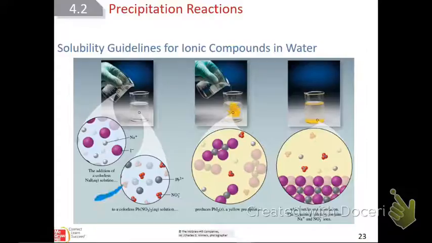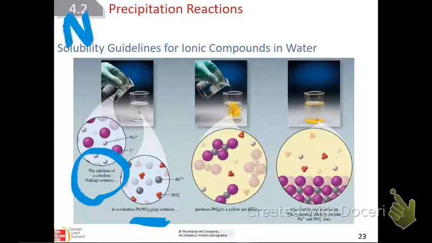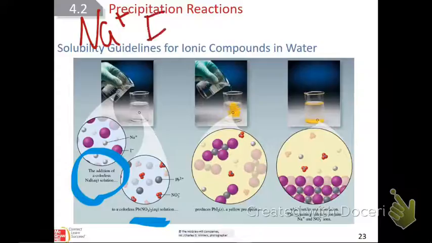Here we have aqueous sodium iodide, and we're putting it together with some lead nitrate, which is also aqueous, which means it dissolves in water and it splits apart. And so we have these sodium ions that are floating around. We have these iodine ions that are floating around, independent of each other because they split apart.